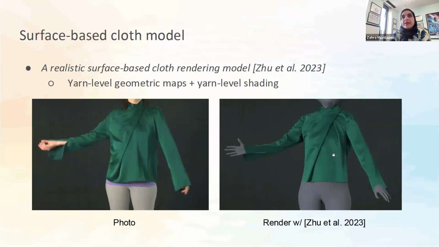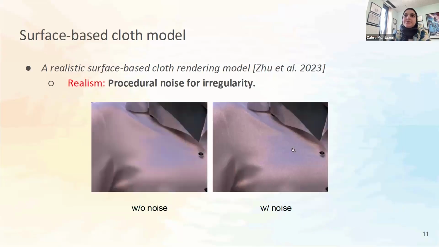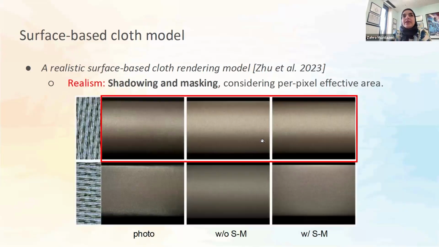So here's the same material on a mannequin and how we can reproduce a similar appearance. And the other feature that is added compared to the previous work is this noise thing that makes it much more realistic because of the irregularity. And then we have the shadowing masking, as we discussed before.